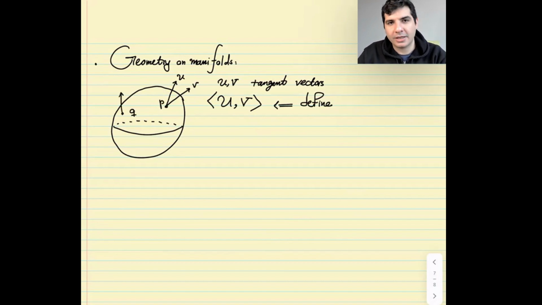I want to be able to do that for vectors tangent at P, vectors tangent at Q, vectors tangent to any point of the manifold. That's the notion of a Riemannian metric.